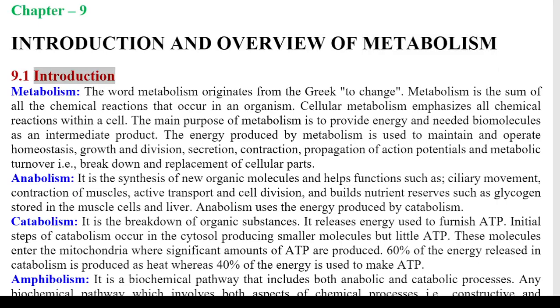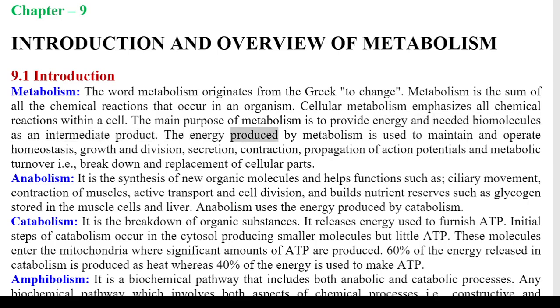9.1 Introduction. Metabolism. The word metabolism originates from the Greek for "to change." Metabolism is the sum of all the chemical reactions that occur in an organism. Cellular metabolism emphasizes all chemical reactions within a cell. The main purpose of metabolism is to provide energy and needed biomolecules as intermediate products.